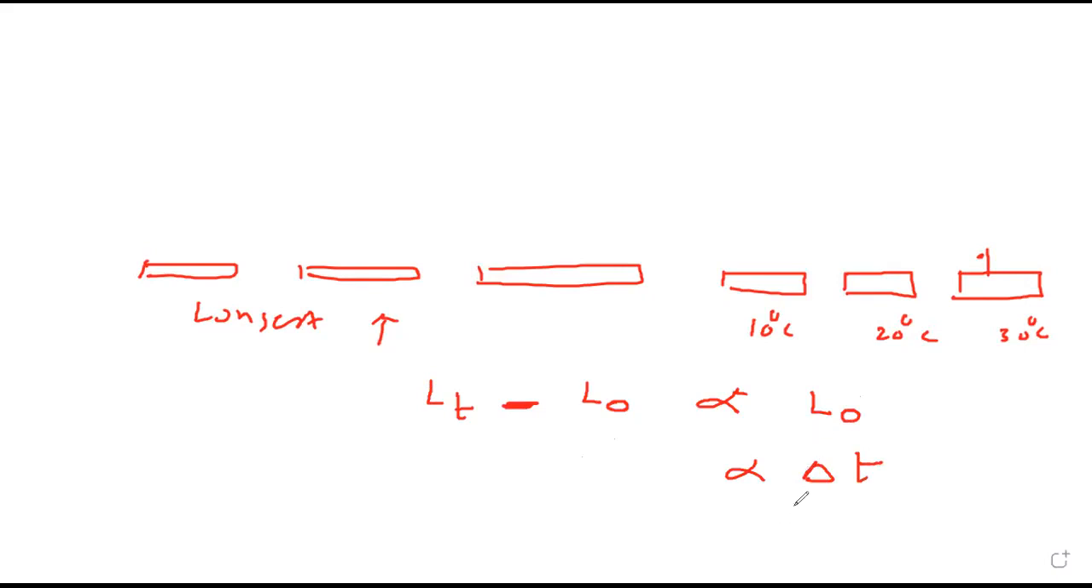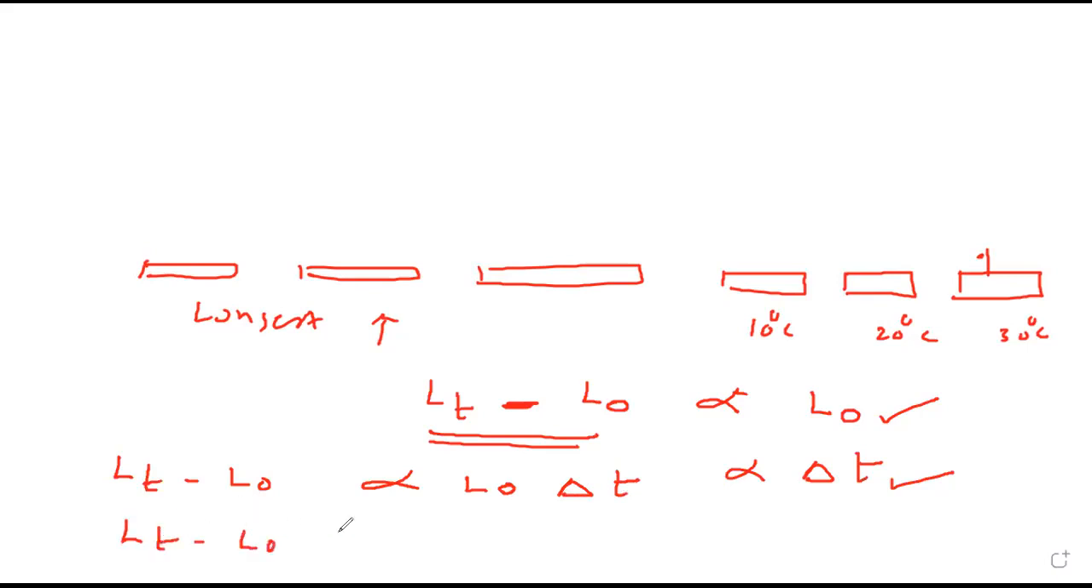Same concept if you recollect you did in current electricity. So increase in length is directly proportional to original length and depends upon temperature. So can I say LT minus L0 is proportional to original length and rise in temperature together? Yes, sir. So LT minus L0 is equals to some constant into L0 delta T. This alpha is a constant called as coefficient of linear expansion.